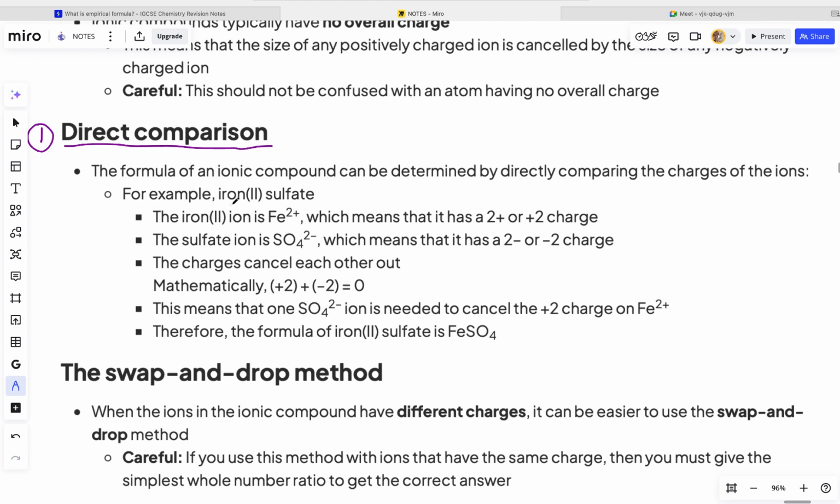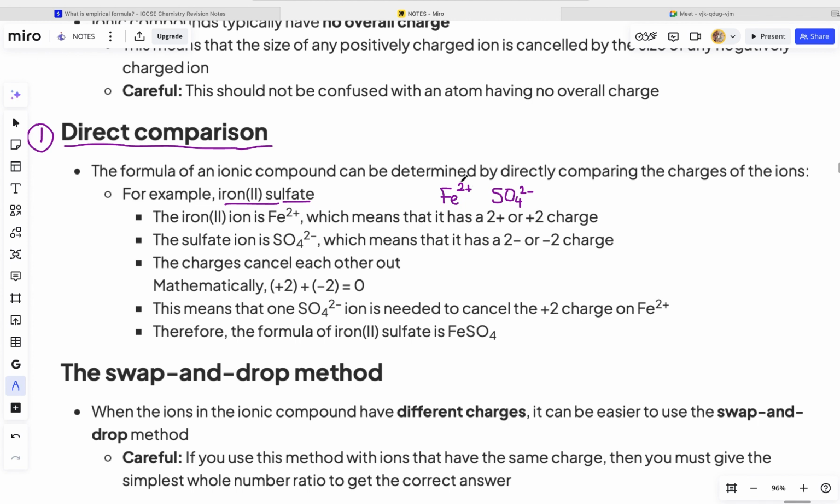For example, we say iron 2 sulfate. We have iron 2 sulfate. Now you write iron. Iron 2 means Fe 2+. Sulfate, we already showed the sulfate. SO4 2-. So in the direct comparison you can see here is 2 plus, 2 minus.